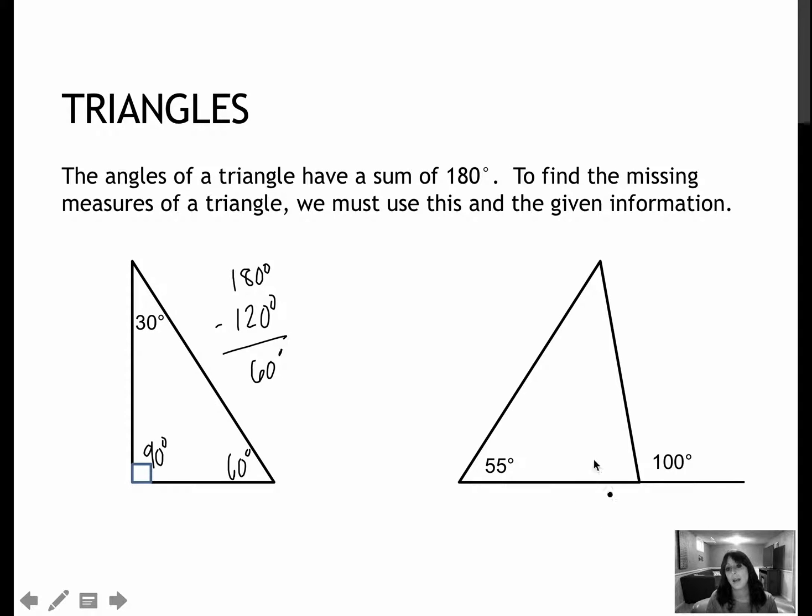For my other question, I've got just one angle, and that makes it difficult to find the other two because I know what they would add up to because I know that 180 minus 55 is going to be 125. So I know they add up to 125, but I don't know what each of them are. But I do have this other angle out here that is 100, and that can help me because notice this is a straight line, and if these two have to add up to 180, that means this one must be 80 degrees. So now I'm just going to subtract 80 from 125 to find that my final angle is 45 degrees.